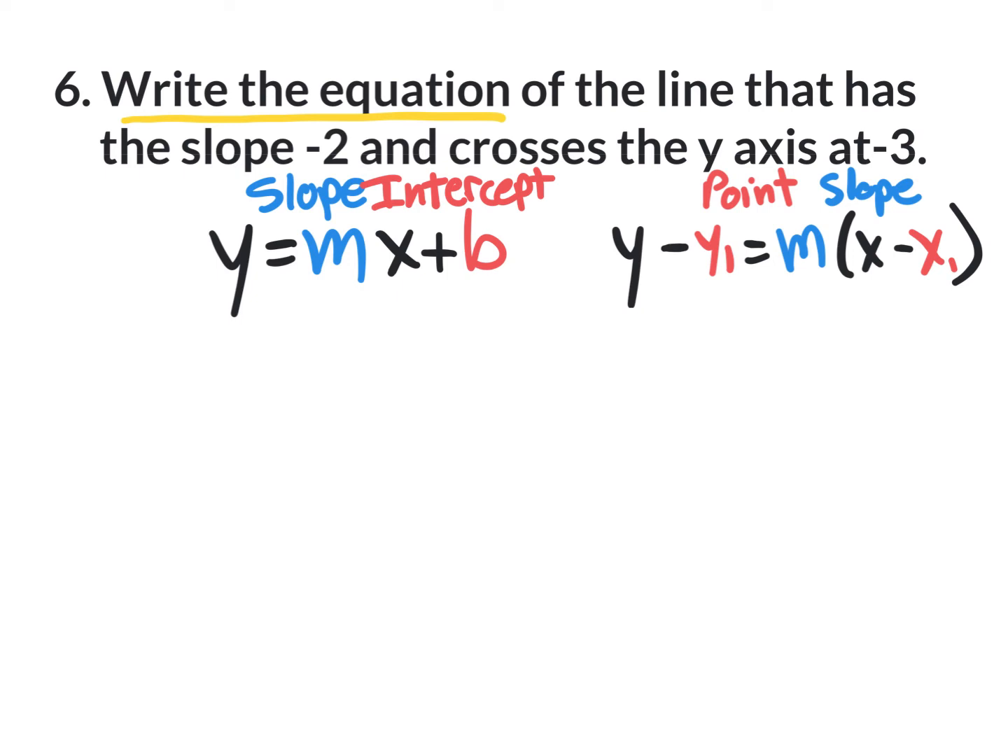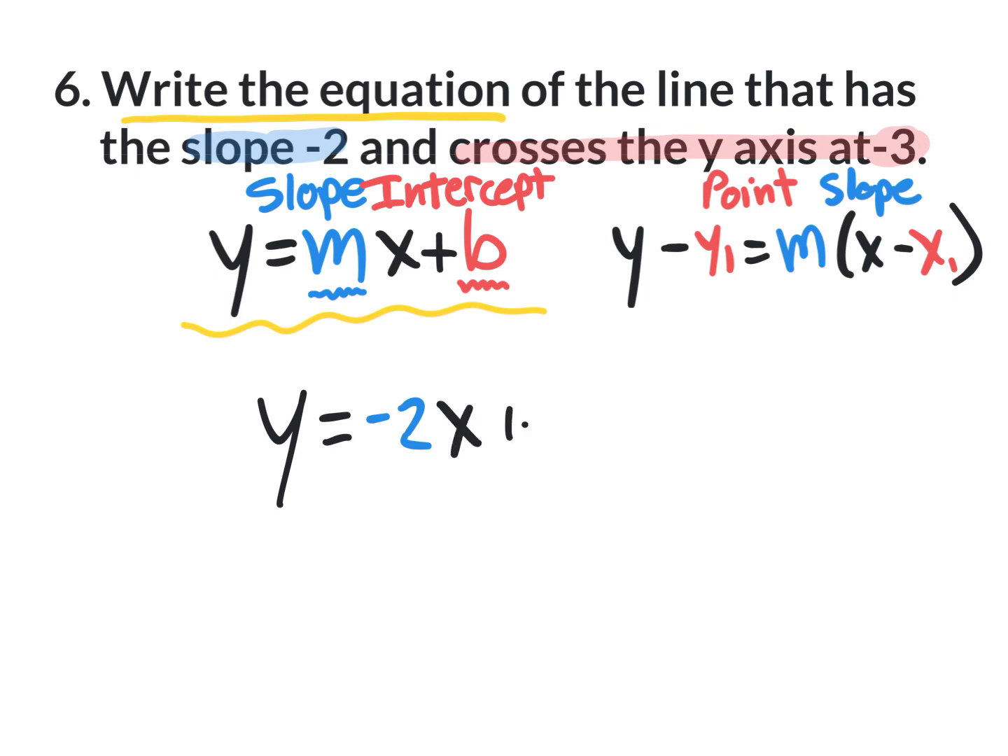They give us the slope, which is -2, and they also give us technically a y-intercept of -3, okay, because they tell us that it crosses the y-axis at -3, and that's what a y-intercept is. So since they give us the slope and the y-intercept, obviously we're going to use slope-intercept form, okay? So let's use slope-intercept form. That's y equals m. We said m was -2. We have x, and we also have plus b, and b happens to be -3. Okay, so that's your equation in slope-intercept form.